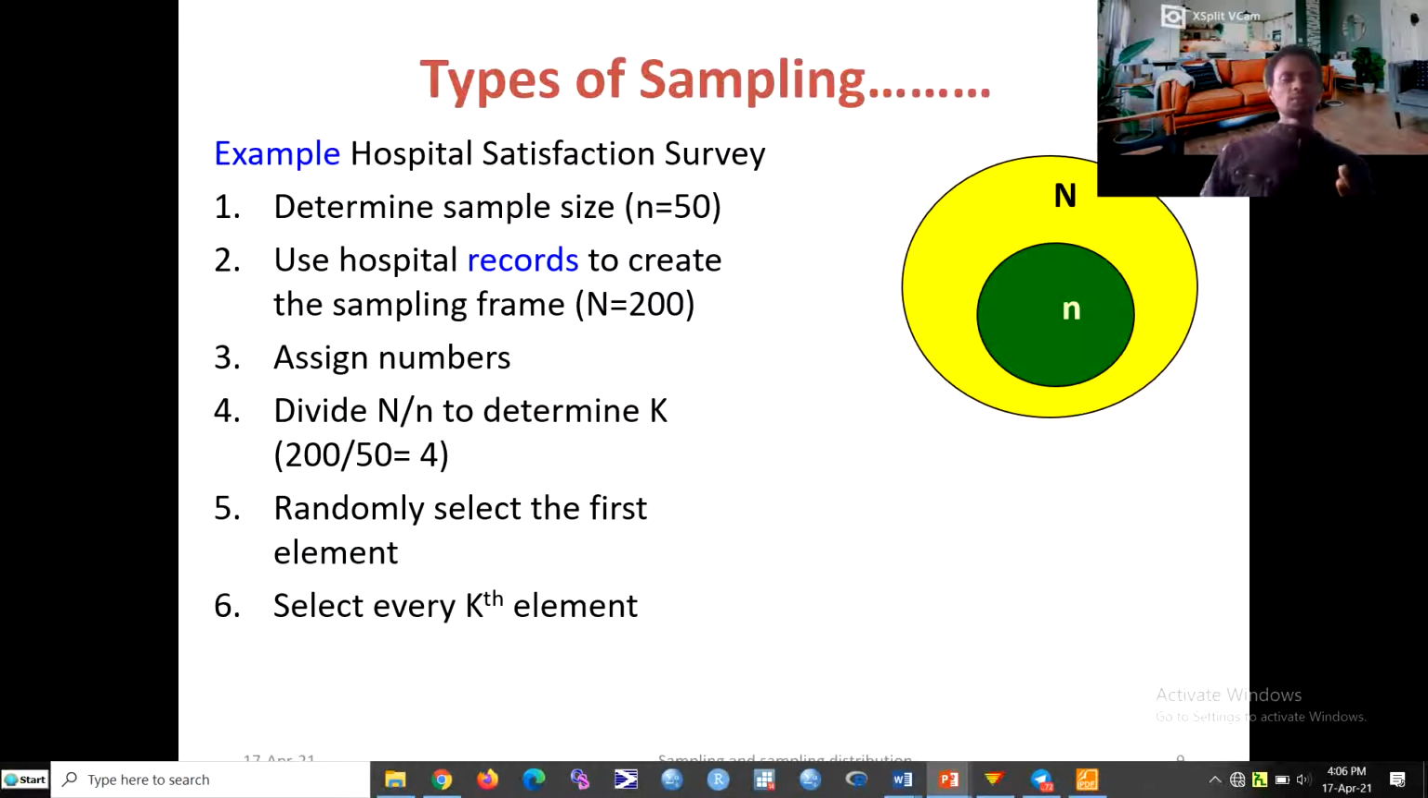So for the interval, if I select the first one, I will select the 1 plus k element. Yes, then the fifth will be my second, and the third will be 5 plus 4, that's 9, and 9 plus 4, 13, 13 plus 4, 17 will be my selection, until I have a sample of 50, right?